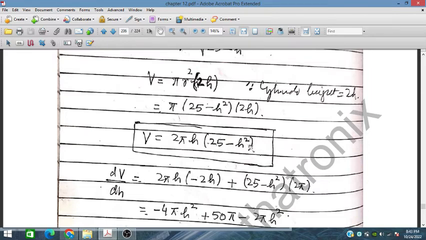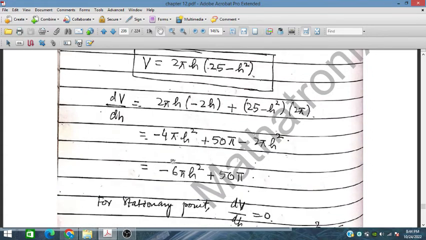Now take the derivative with respect to h. This is part 1, and this is part 2, using the product rule: u v dash plus v u dash. This is simple: 50 pi minus 2 pi h cubed plus 50 pi minus 4 pi h squared gives 50 pi minus 6 pi h squared.